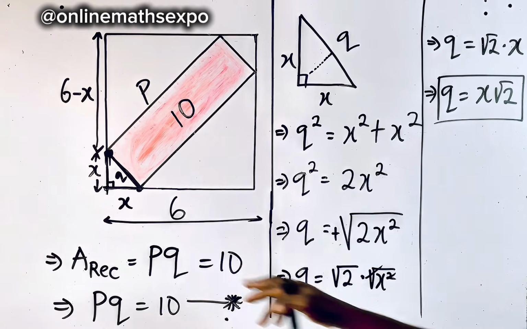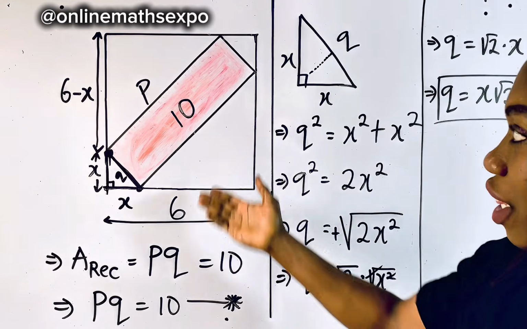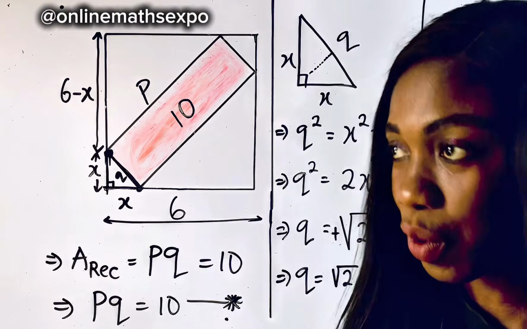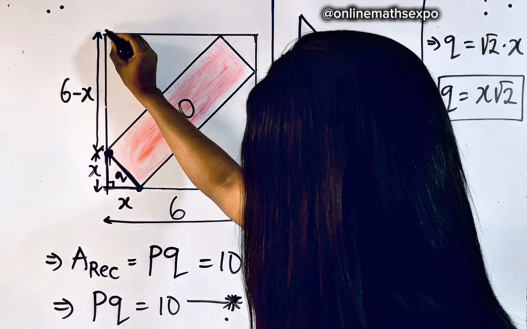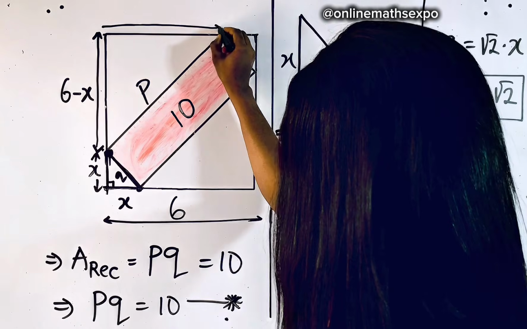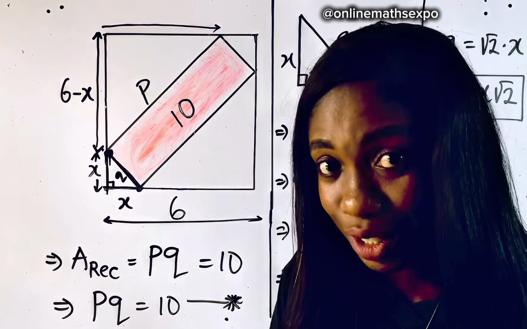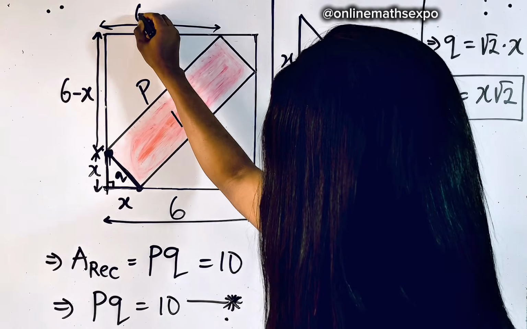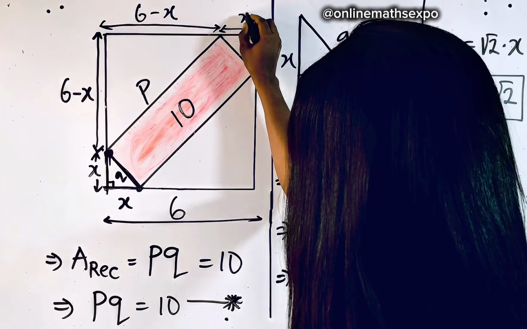Our target is to find this x. Now, what else do you need to do? If you look at this carefully, remember that the bigger shape is a square. And if this is true, from here to here is the same as what you have here, because we are told already that the rectangle is symmetrical. It has two lines of symmetry. Now it means from here to here also measures 6 minus x, and this tiny length is also measuring x.